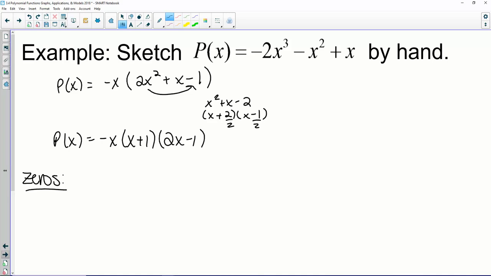Okay, if you just have a negative x out in front, what makes that 0? 0. What about x plus 1? Negative 1. What about 2x minus 1? Okay. All of those had a multiplicity of 1. So what will happen on our graph? Will it bounce or go through all of them? Because 1 is odd.